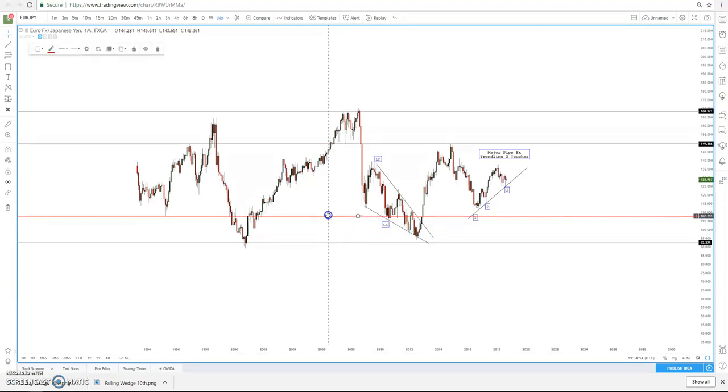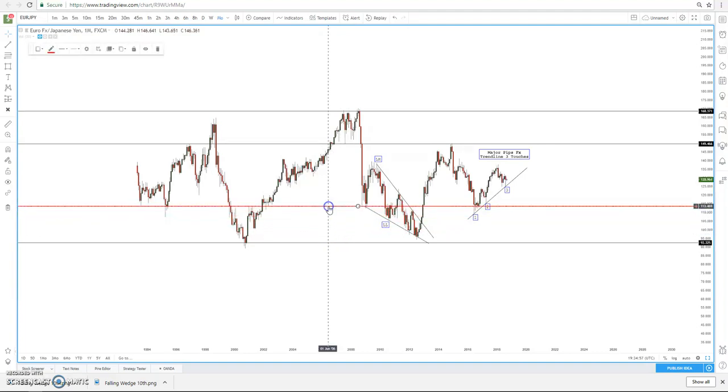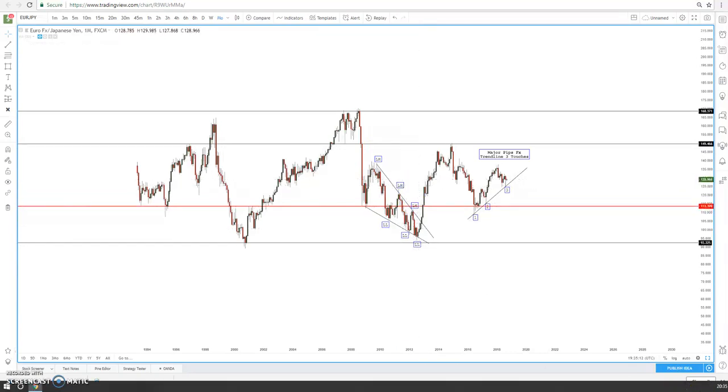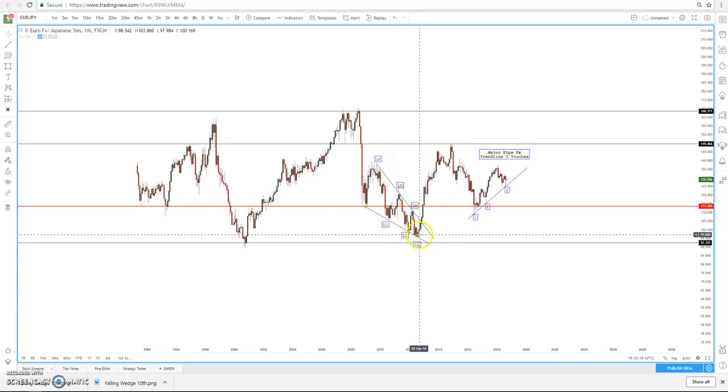I don't know what happened there. Yeah. Cool. Lower low. Lower low. Lower high. Yeah? Cool. So this is structure. This is just plain structure. Lower high, lower low, lower high, lower low, lower high, lower low.